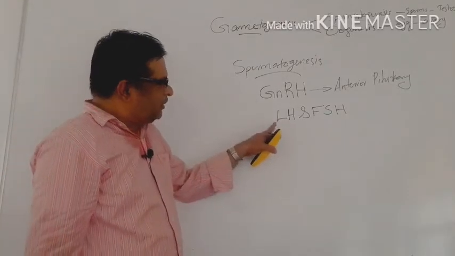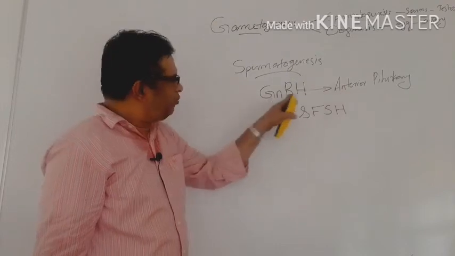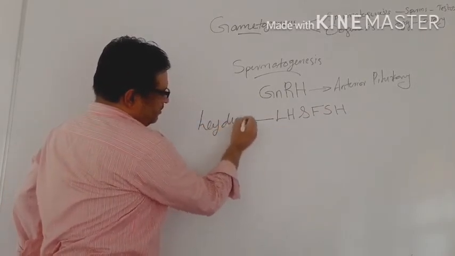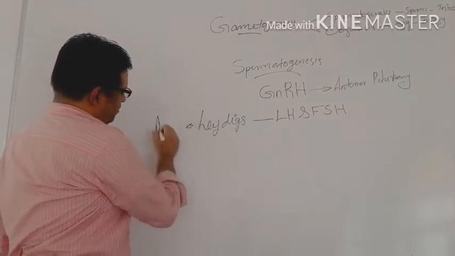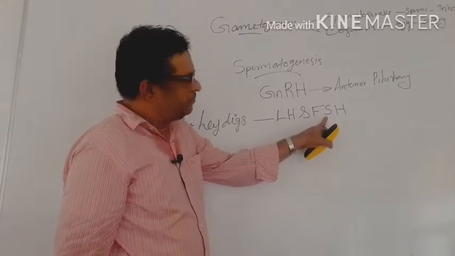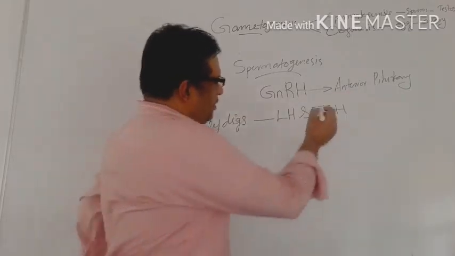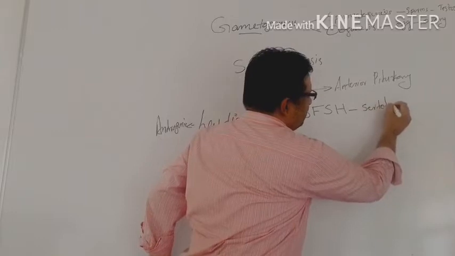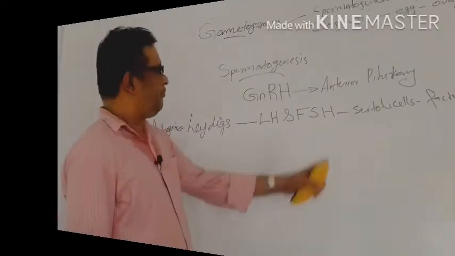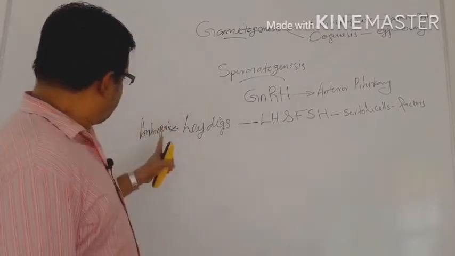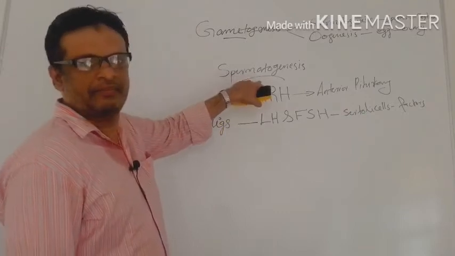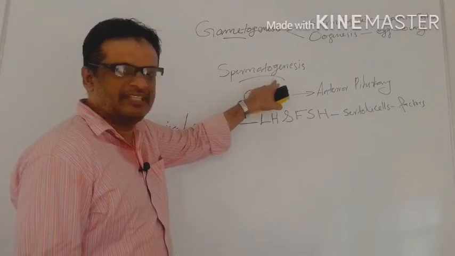The luteinizing hormone secreted by the anterior pituitary under the influence of gonadotropin releasing hormone stimulates the Leydig cells to produce androgenic hormone. Similarly, the follicle stimulating hormone, FSH, secreted by the anterior pituitary stimulates the Sertoli cells to produce certain factors. So the factors produced by Sertoli cells and the androgenic hormones secreted by Leydig cells stimulate spermatogenesis.